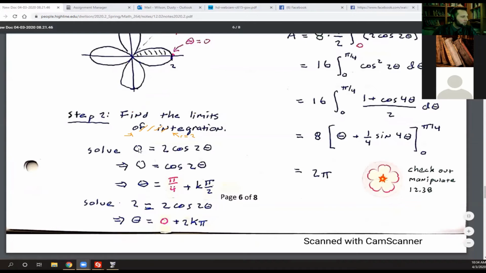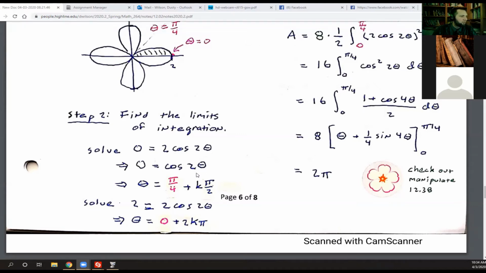I can go down below, and here's 0 representing the origin equal to the function. Here's 2 representing that right-hand point equal to the function. And so 0 equals 2 cosine 2 theta, divide by 2. And then I'm just asking when is cosine 2 theta equal to 0, and that would be at pi over 4. Does that answer your question, or does that just generate more questions?